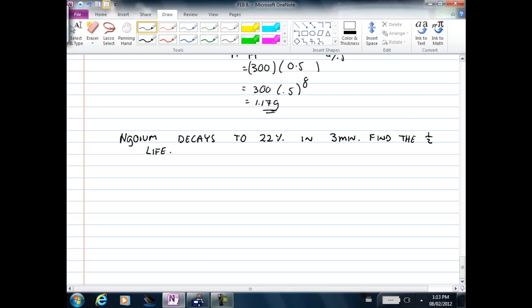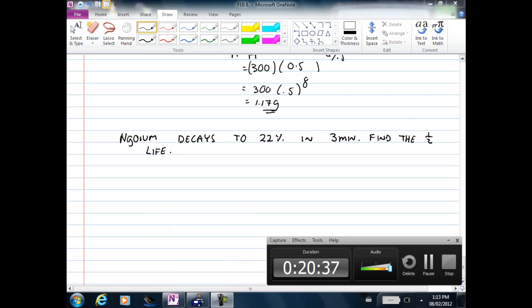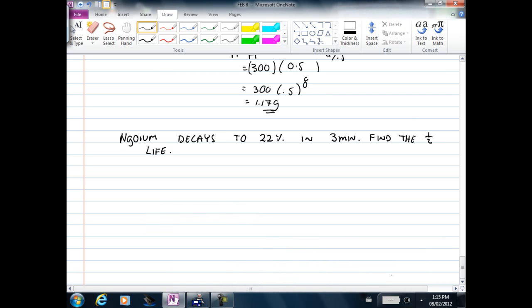Guys, gals, I'm going to pause it and let you try this. So if I look at this one, it's asking you for half-life. So I know my formula is going to be A equals P R T over N. Now, I'm going to look at each number one by one. 22% is the first one.